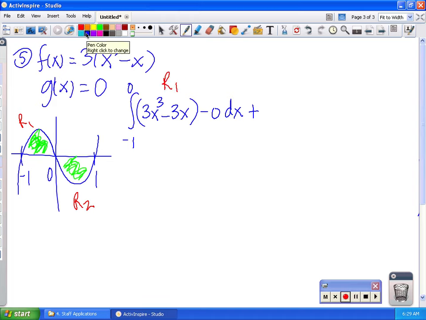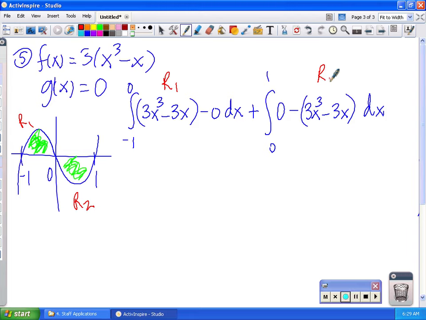Now I'm going to collect the area of region number 2, which starts at 0, stops at 1. The top curve is 0. Now this is important because now you have to subtract. You have to put a negative in front of the parenthesis, 3x cubed minus 3x. Again, I just distribute. I could have pulled the 3 out. It doesn't really matter. dx. And that integral would represent the area of region number 2. And so now I'm going to work those independently.